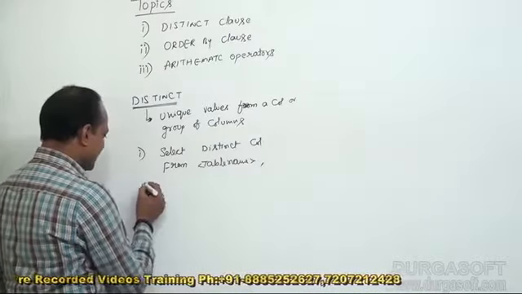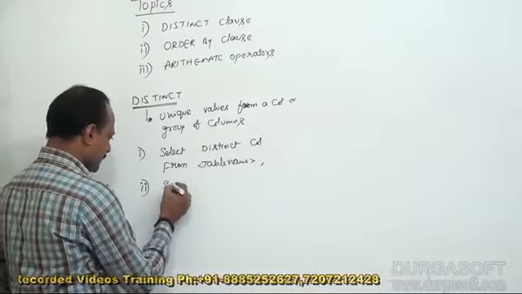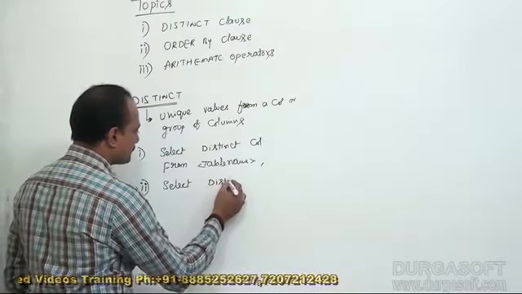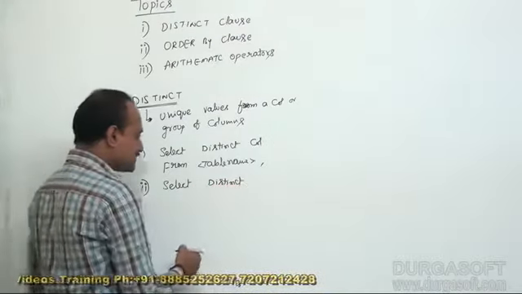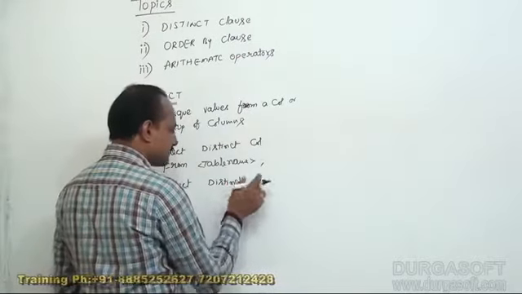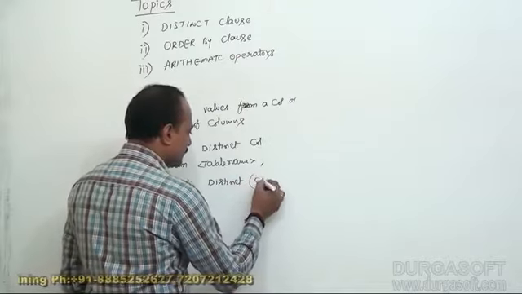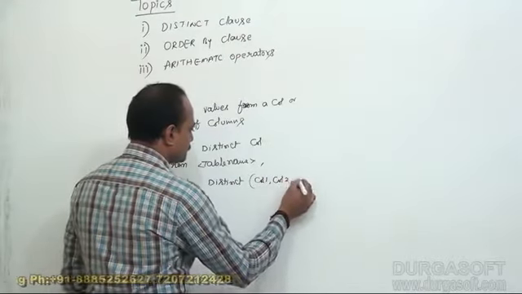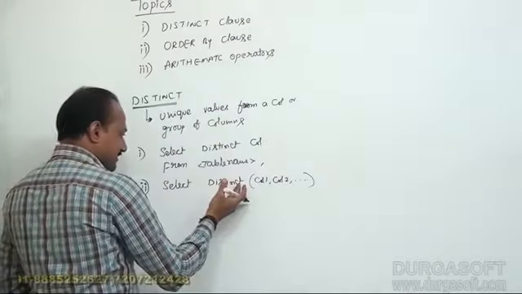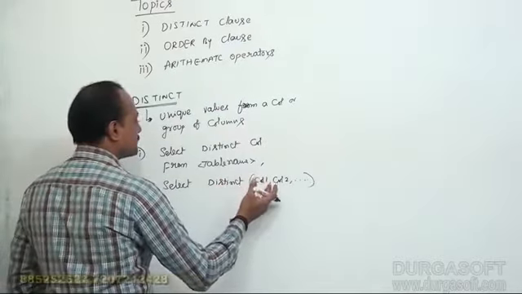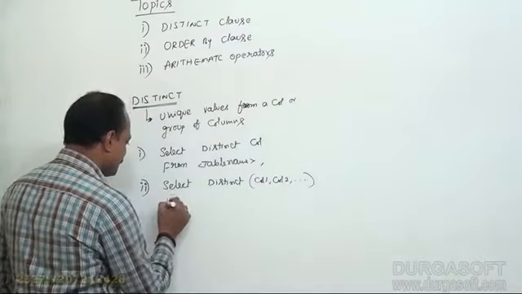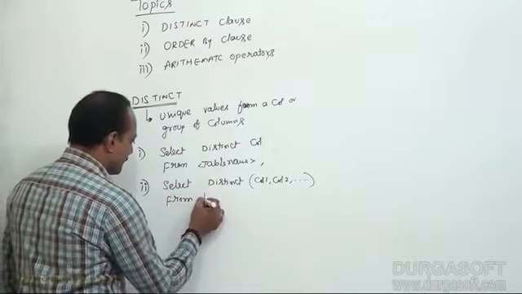What is the second syntax? If you want to select distinct values from a group of columns, then follow this syntax: select distinct of column 1, column 2 and so on. Whenever you are selecting distinct values from a group of columns, please specify the group of columns within parentheses, from table name.